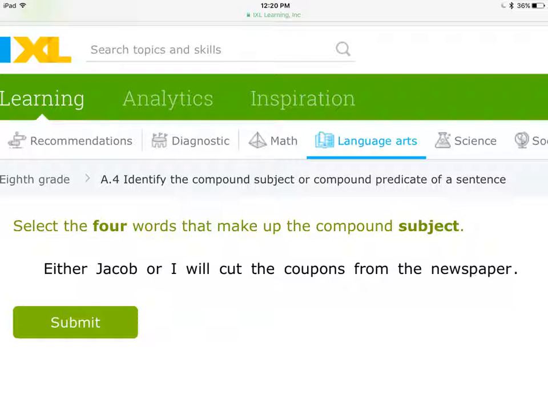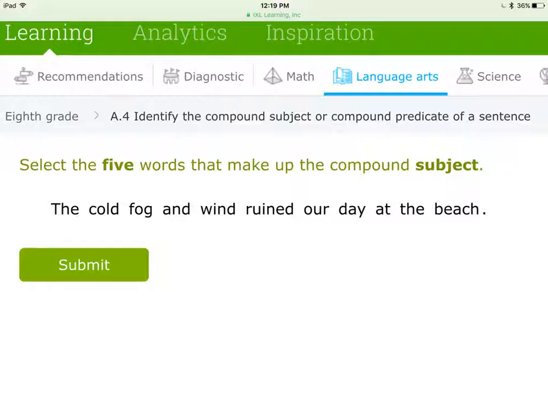Now, four words that make up the compound subject. I'm going to find the predicate first. I always do that, and in this case, it is will cut. And so you just ask, who will cut? Well, Jacob, I, and then the words that go along with them, either Jacob or I. So these four words are the words that make up the compound subject.